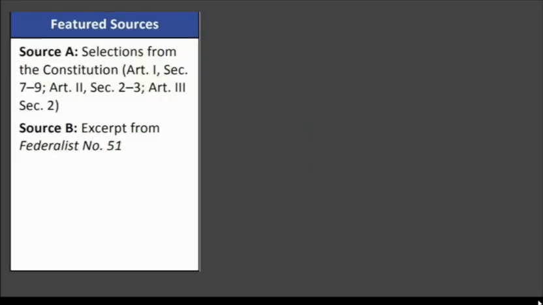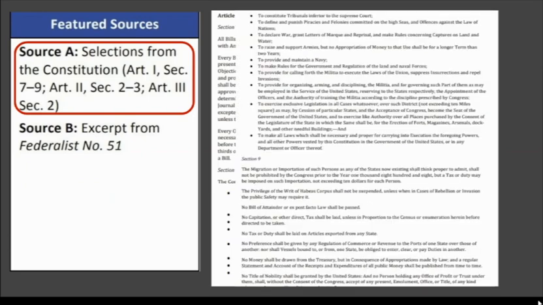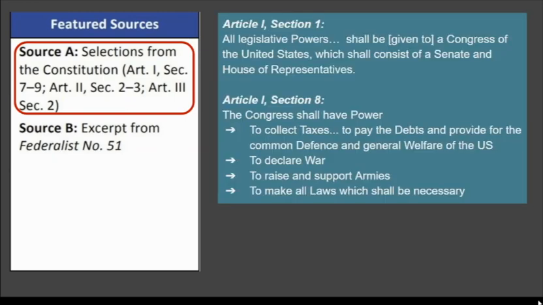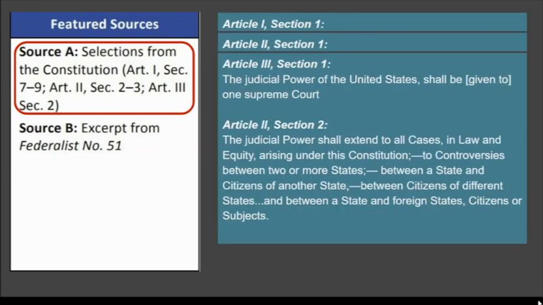The second question, the 2 sources, the first one is selections from the Constitution, and it really included everything, and I knew that my students would not make it through all of that. So just like the last one, I pared it down to the point that I needed my students to get, and I still included all 3 articles, but I really pared it down for them.